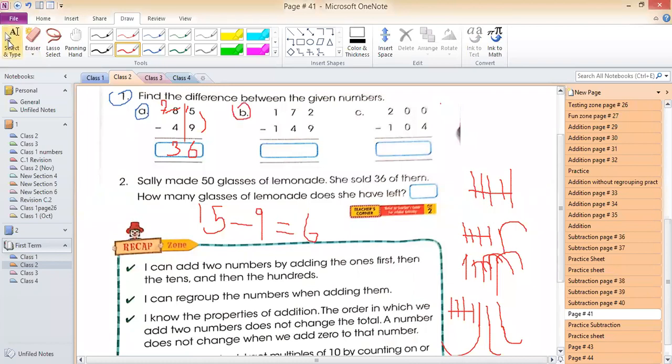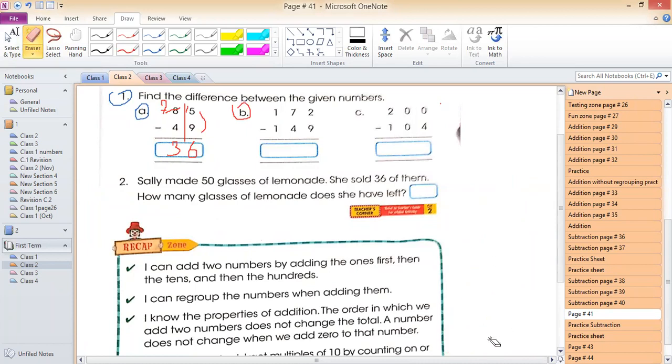Solve it and send the answer. 172 minus 149. Solve the second question and tell me the answer. 172 minus 149 is equal to what? This is very easy. Yusuf, very good. Suleiman Tariq, very good.